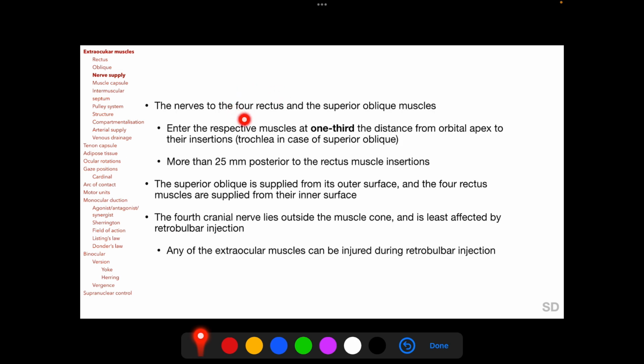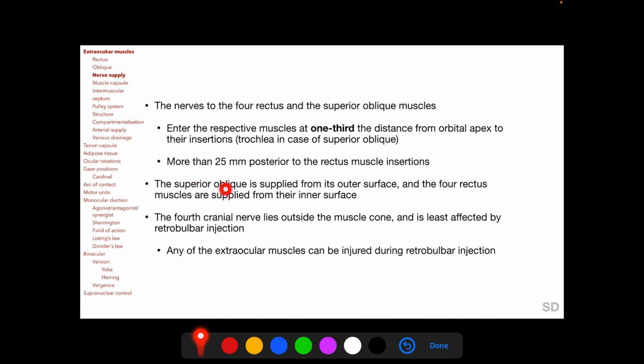The nerves to the four rectus muscles and the superior oblique muscle enter the respective muscles at one-third the distance from their origin near the orbital apex to their insertions, and the trochlea in case of the superior oblique muscle. And the entry point of these nerves in their respective muscles lie more than 25 mm posterior to the rectus muscle insertions. So dissections more than 25 mm posterior to the rectus muscle insertions can damage these nerves.